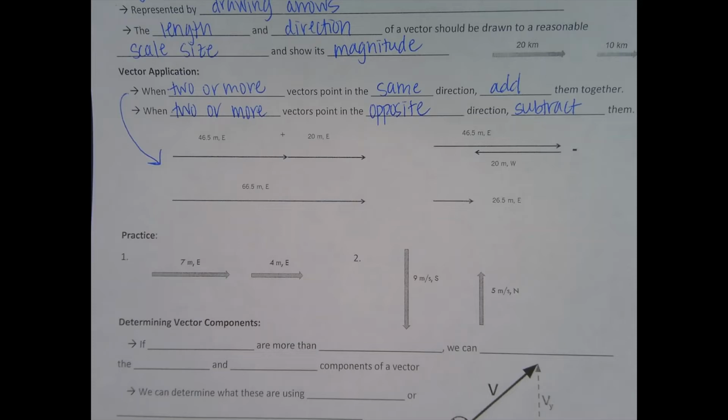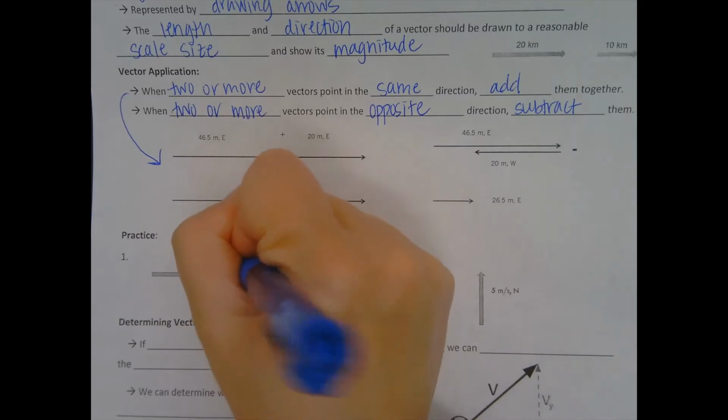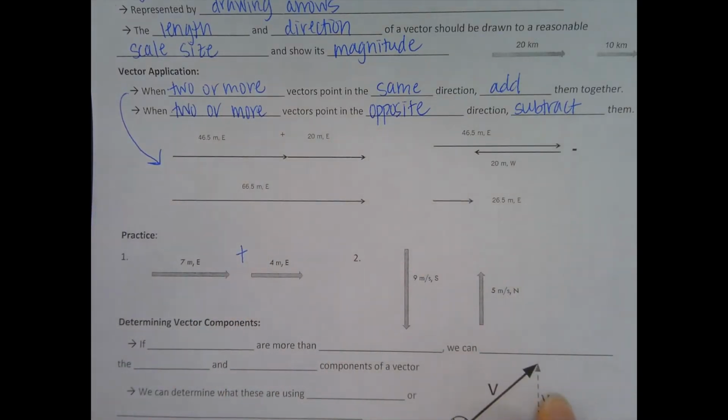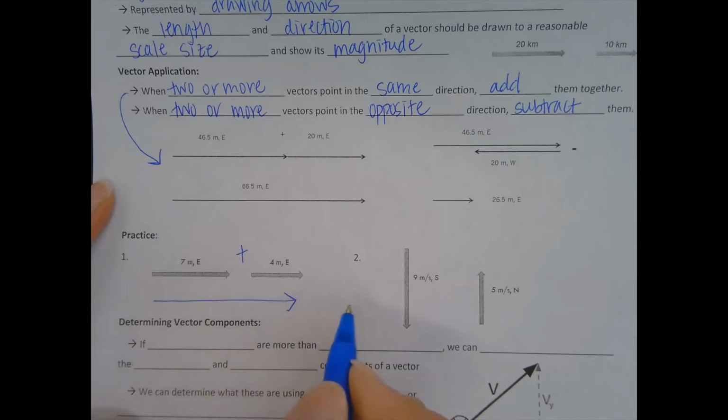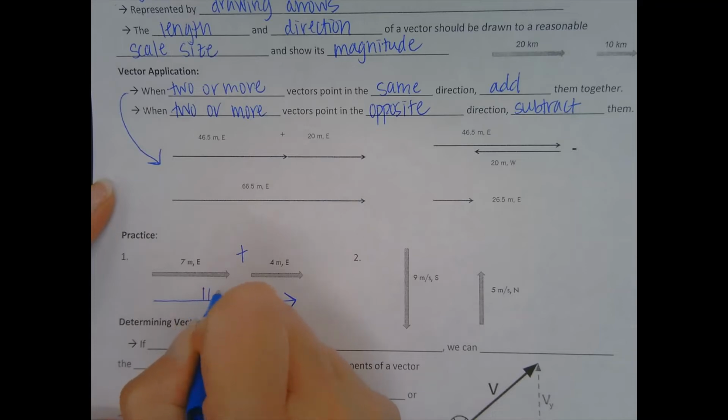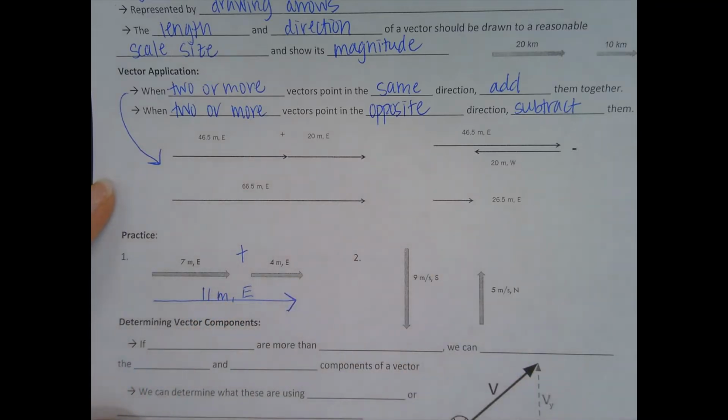All right, let's go ahead and go over number 1 and number 2. So number 1, I have 7 meters east, 4 meters east. Are they heading in the same or opposite directions? Same. So what are you going to do? Add them together. So when I draw my resultant vector, what am I going to draw? A big arrow to the right, yeah? And what is its magnitude and direction? Perfect. And this is what I mean by scale size. The 7 meter vector is bigger than the 4 meter vector, and the 11 meter vector is bigger than both.